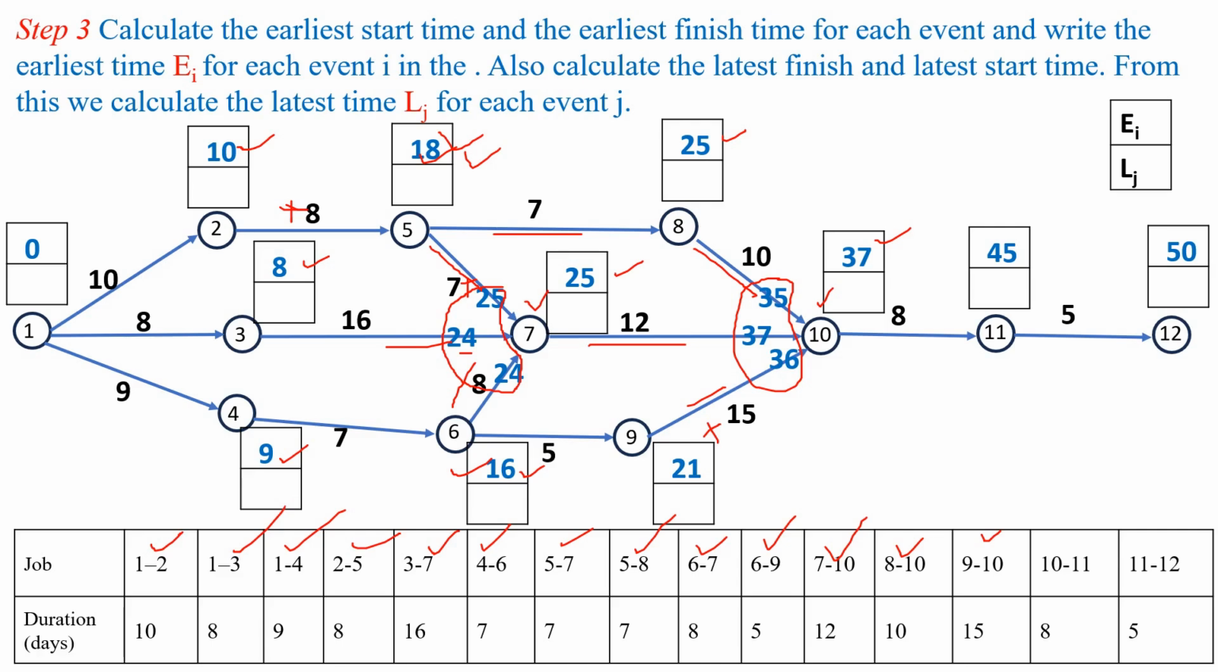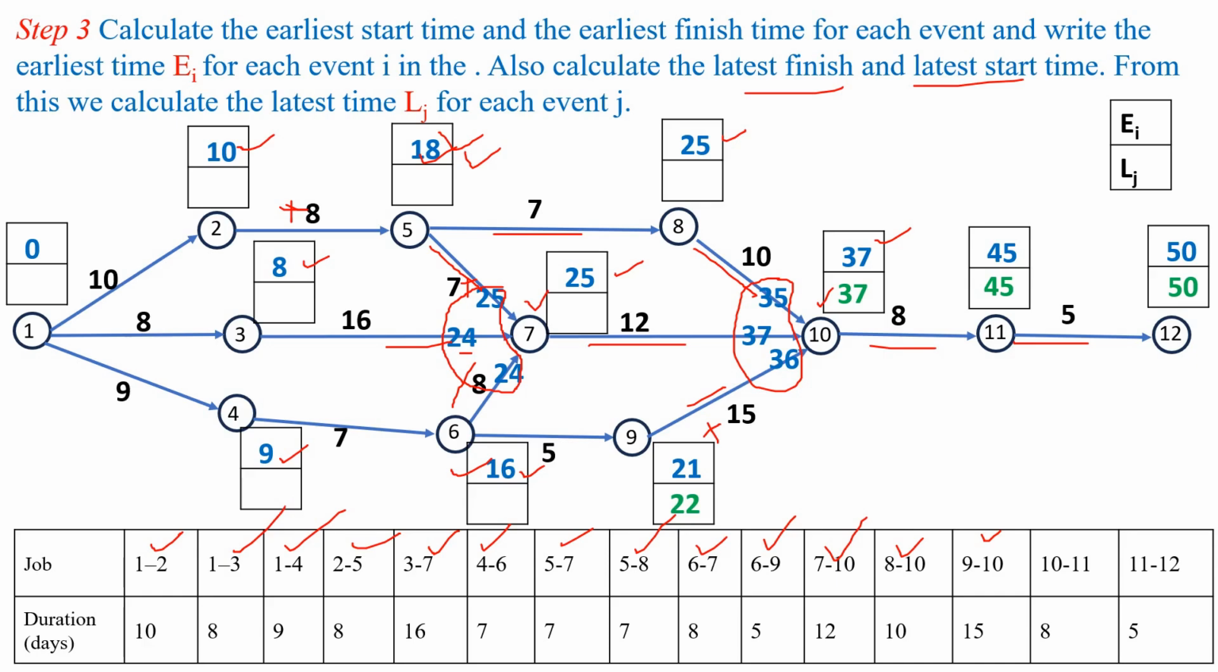Next we have to calculate the latest finish time and start time by the backward pass computation. At the last event, that is event 12, latest finish time will become the earliest finish time. Here the latest finish time for activity 12 is 50. So then observe for activity 11 to 12, start time will become 50 minus 5, 45. Next for the activity 10 to 11, finish time is 45 and the start time will become 45 minus 8, that is 37.